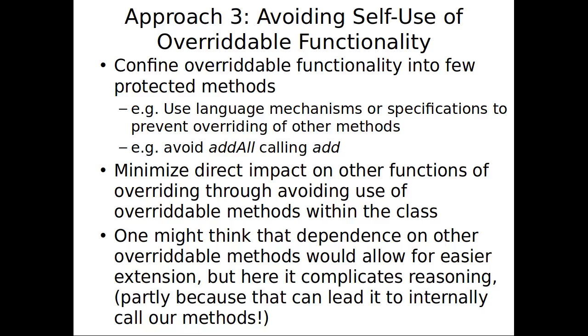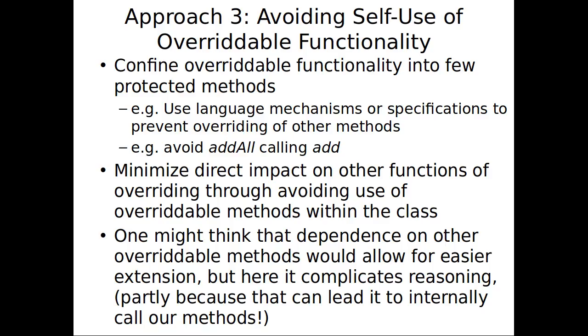Okay, there's the third approach, which is advocated by some authors. And it's a practical approach. Doesn't require anything too fancy. It's a simple idea, but it's less guaranteed. So here, ladies and gentlemen, we confine our overridable functionality, the things that can be overridden, to just a few protected methods, okay? And basically, you use language mechanisms or specifications to prevent overriding of other methods, okay?